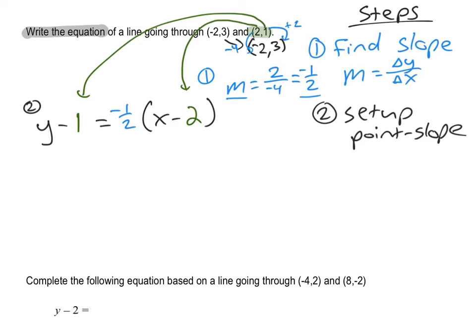Now, the problem just says write the equation of a line. It does not tell us what form to keep it in. So we could stop there if that was the instructions. Okay, but let's practice converting it one more time. So a third step, if required or desired, you can convert to another form.